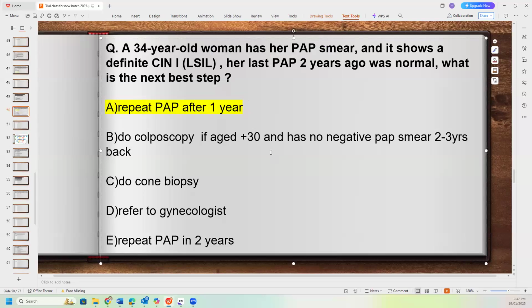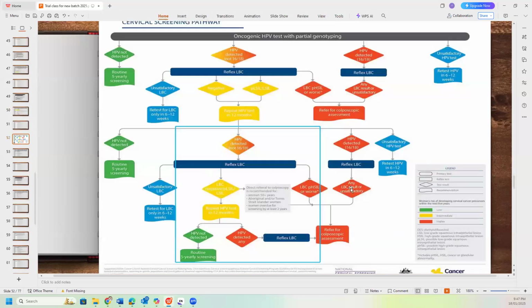And I will tell you guys one thing, in your exam, you will have at least 3 to 4 questions coming from cervical screening tests. At the very least, 3 to 4 questions will come from this chart alone. So it's a very, very important chart.